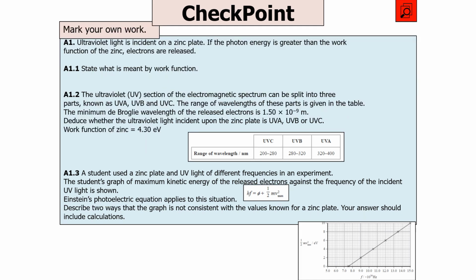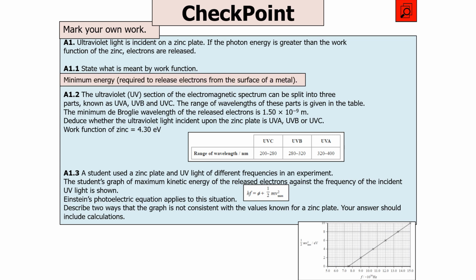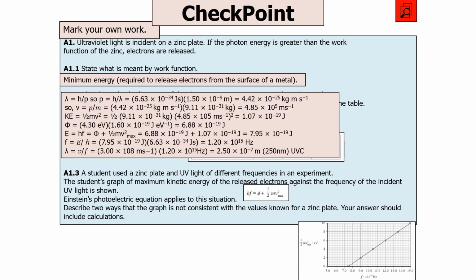Firstly, you've just got to memorize what the work function is, and it is the minimum, and that's very important to use the word minimum, the minimum energy required to release electrons from the surface of a metal via the photoelectric effect. Now, which one is it? Well, you can use your equation of saying that lambda equals h over p, where p is mv, so it's just the de Broglie equation. So we can work out what the momentum is. So it's 4.42 times 10 to the minus 25 kilogram meters per second.